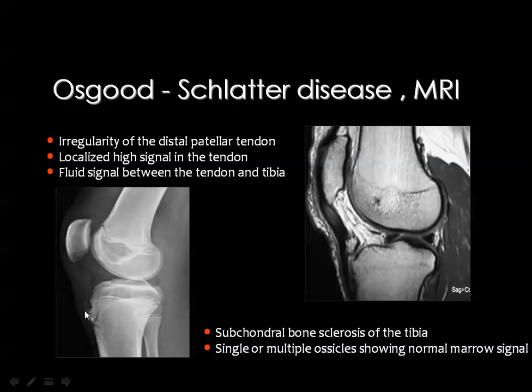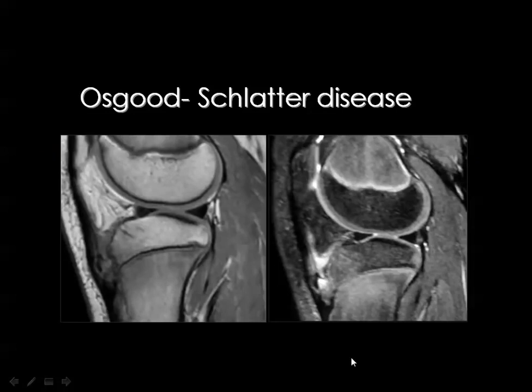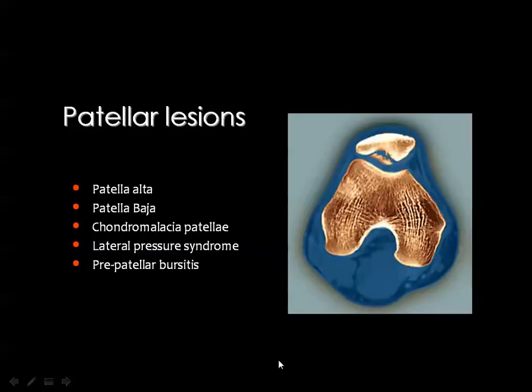Here you can see the sclerosis and the fragmentation. Also in the MRI you can see some bone fragments, and you can see also some changes in the infrapatellar tendon as well. And this is an example of Osgood-Schlatter disease. Here you see irregularity and some fragments of the tibial tuberosity, fluid signal between the tibia and the infrapatellar tendon, and you see some signal changes near the insertion of the infrapatellar tendon into the tibial tuberosity.